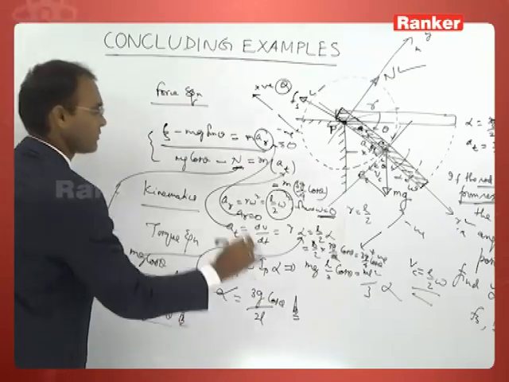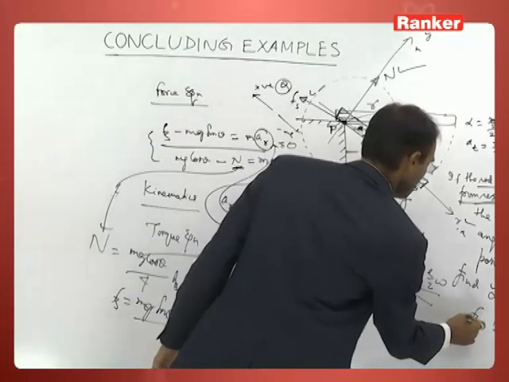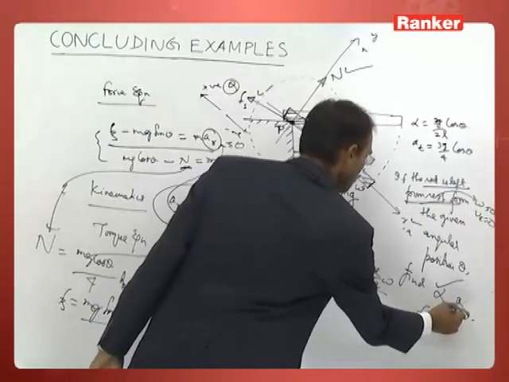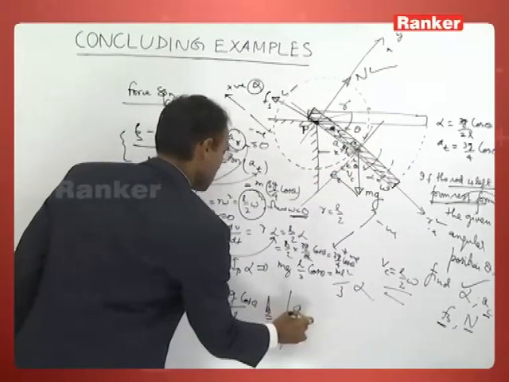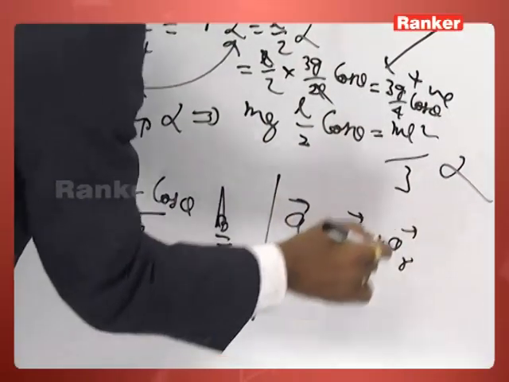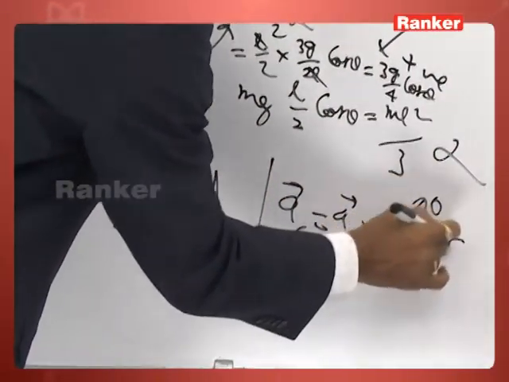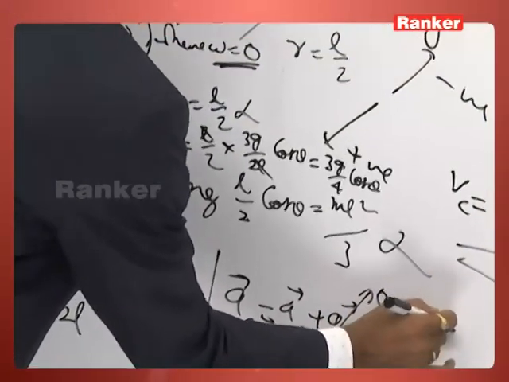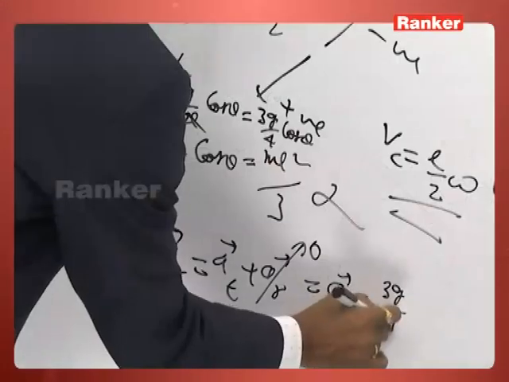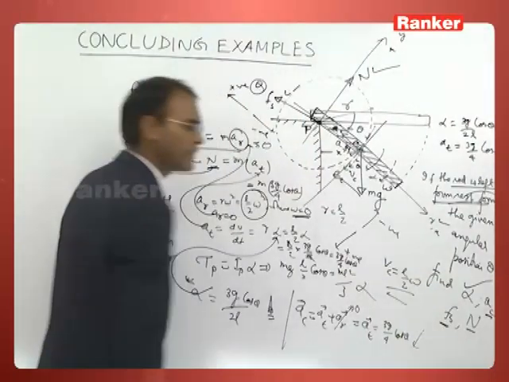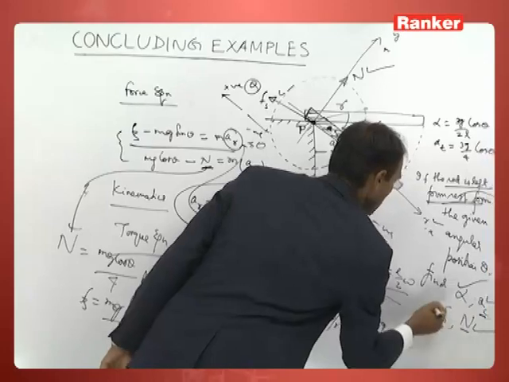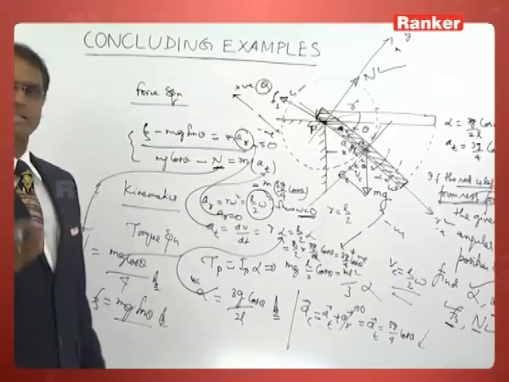That's interesting. We got the value of Fs. We got the value of AC. Therefore, AC is equal to AT plus AR. Since AR is equal to 0, AC is equal to AT, that's equal to 3g by 4 cos theta. In which direction? In this direction. So we got this. Another interesting question I can pose here.